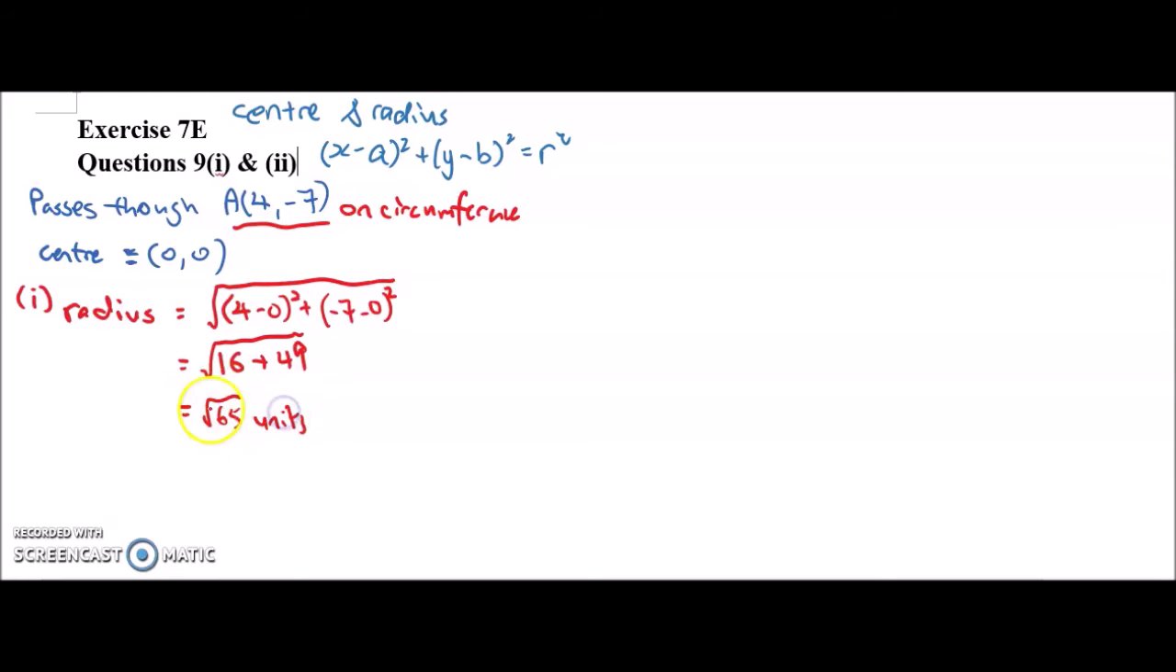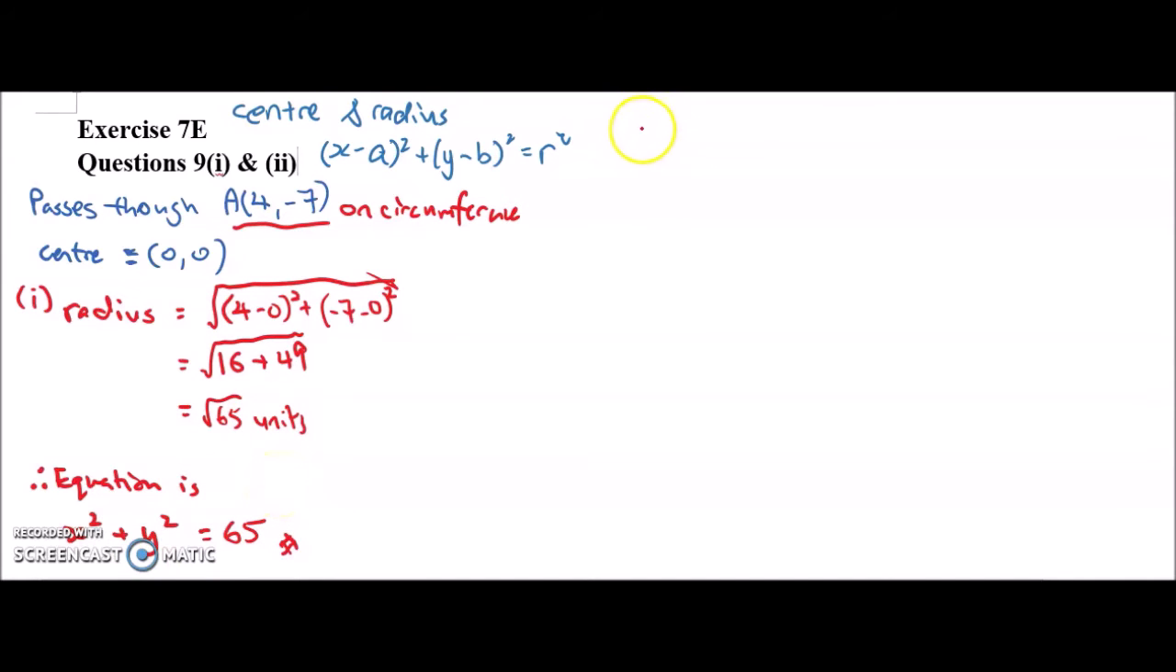Once we know the radius and the coordinates of the center, we can write down the equation of the circle: x squared plus y squared, because a and b are zeros so we need not write down minus 0, equals the radius squared. The square root of 65 squared is 65. So our equation is x squared plus y squared equals 65.